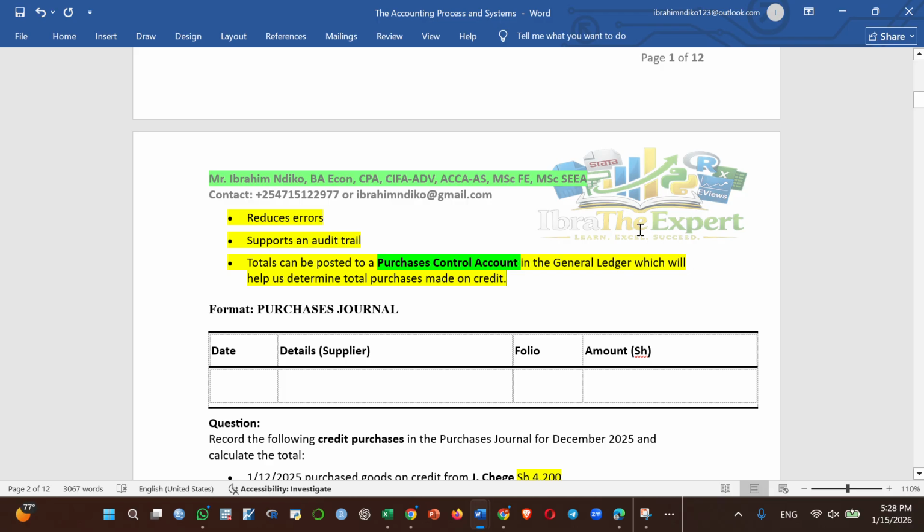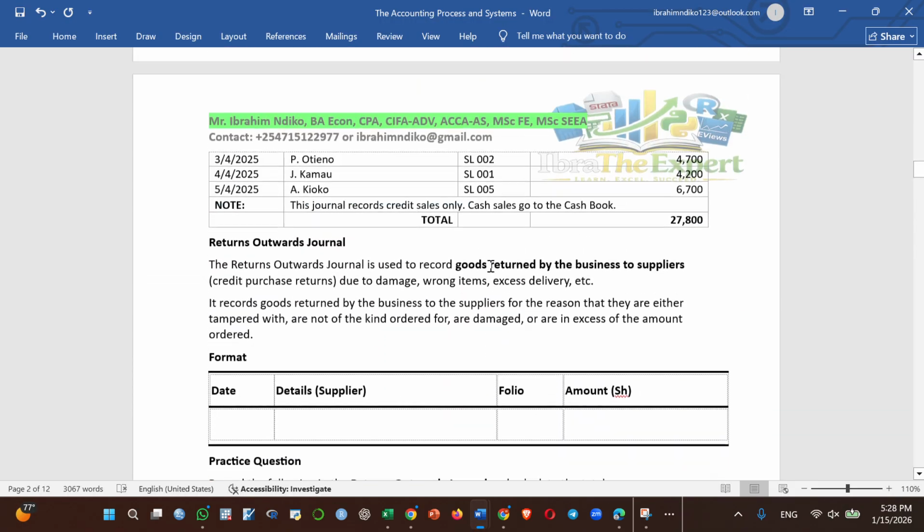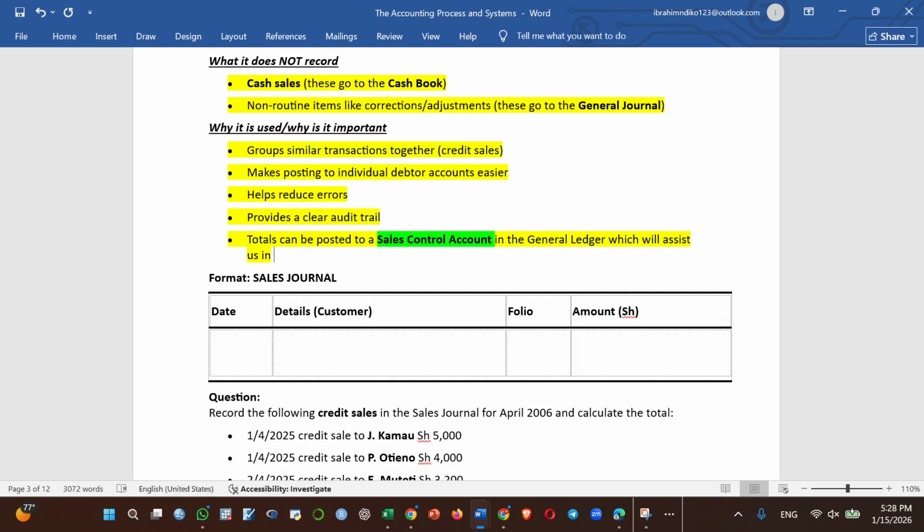Same applies to the sales control account. Where is it? Here. It says which will assist us in determining total credit sales. Full stop. That is it. So the purpose of the sales control account is to assist us to determine the credit sales as a balancing figure. Now let's see the format.